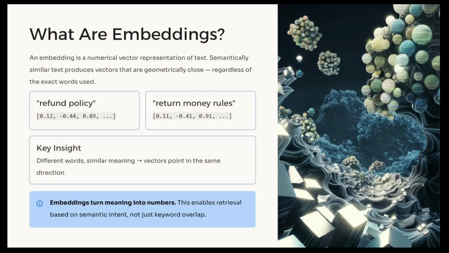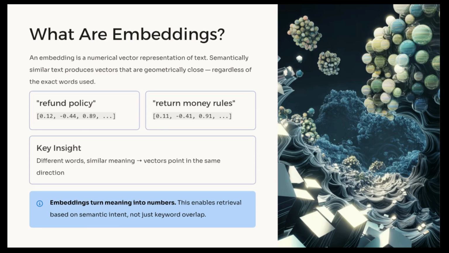What are embeddings? An embedding is a numerical vector representation of text. For example, the phrase refund policy can be converted into a list of numbers. The important idea is this: semantically similar text should have similar vectors. For example, refund policy and return money rules do not use the exact same words, but they have similar meaning, so their vectors should be close to each other in embedding space. This is why embeddings are powerful. They let us retrieve documents based on meaning, not just keyword matching.